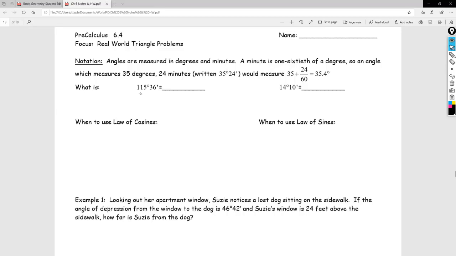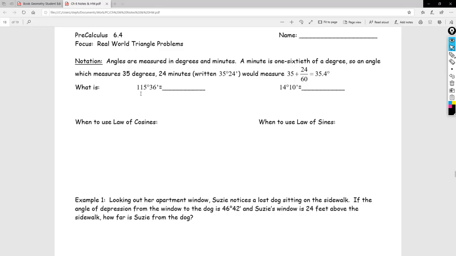Hi everyone, we are talking about applications today, using everything that we've learned so far. So first, a little bit of notation. We typically don't use this. I've never used it this way, but I've been told that in engineering sometimes it does come up, so it's important to know about degrees and then minutes.